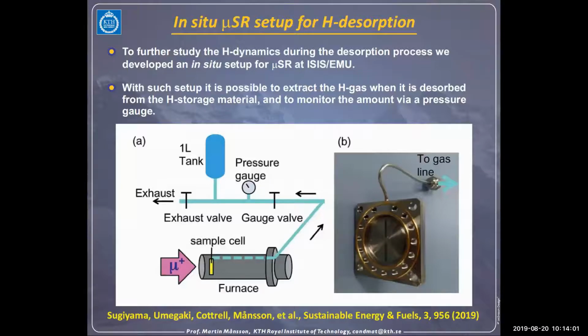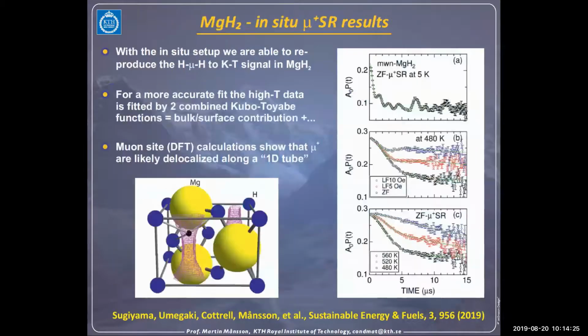So basically you put your material here, you have these tracks here that go into a channel so that you can take the gas out to a gas line. Here is the muon coming in. This is your sample tube or furnace. You heat it here, and then when the hydrogen desorbs, it goes in here into the tank, and you can measure the pressure as you raise the temperature. So this is really neat. And of course, you can reproduce the results at low temperature, you see everything is okay.